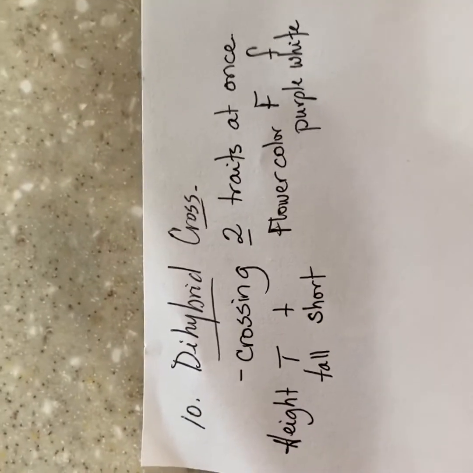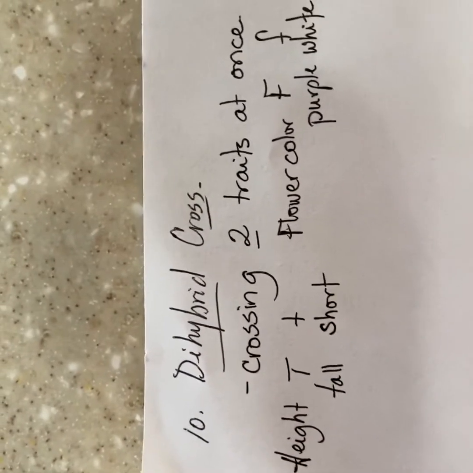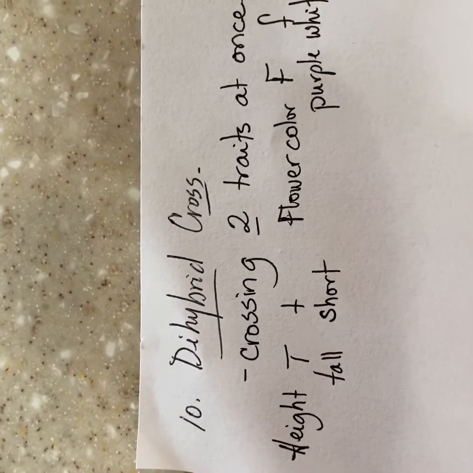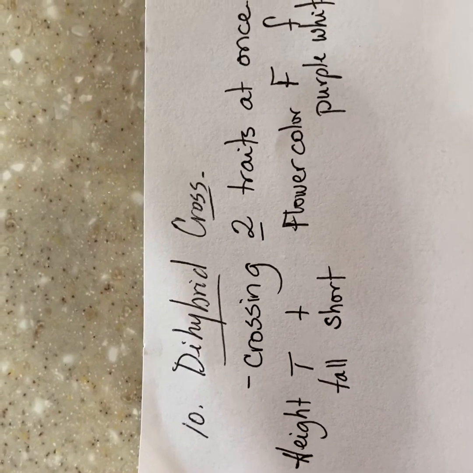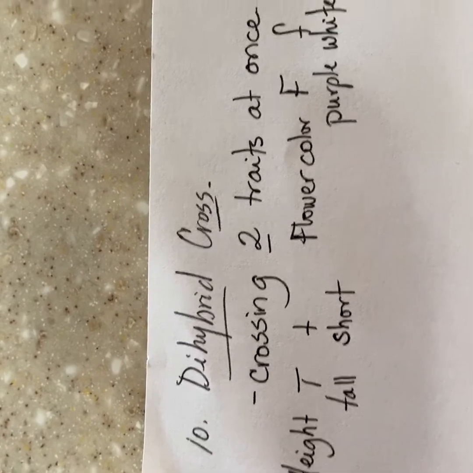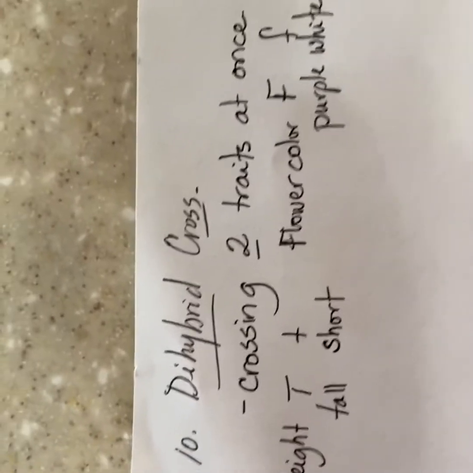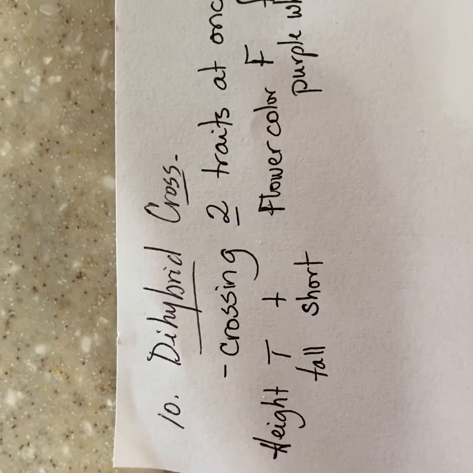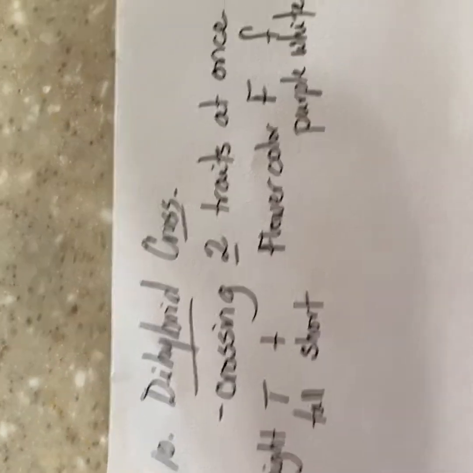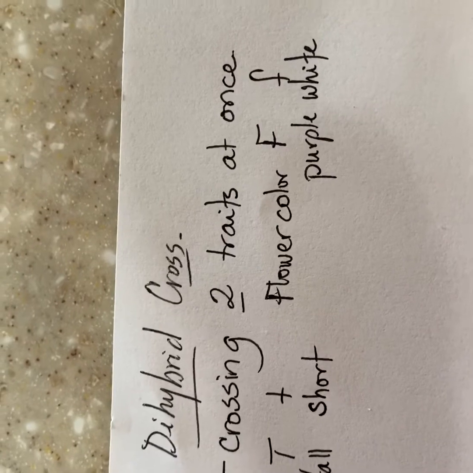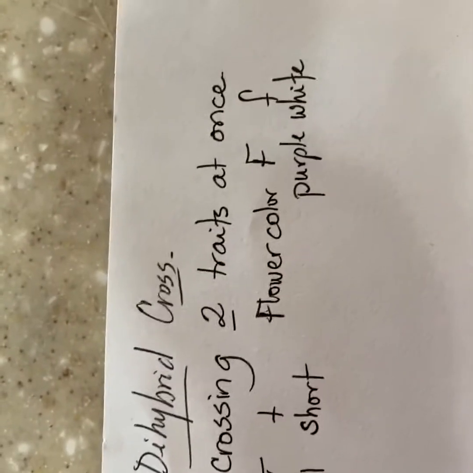Okay, the last type of genetics problem we're going to do is called a dihybrid cross. Di means two, and this means we're going to be crossing two traits at once. We're going to be looking at height, where tall is dominant with big T over short, and flower color, where purple is dominant over white.